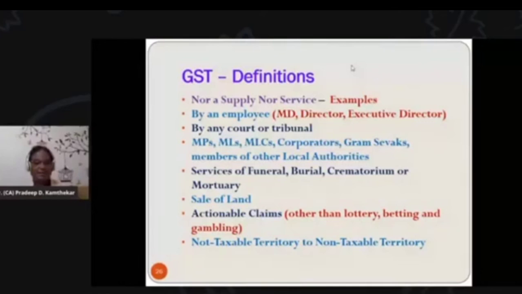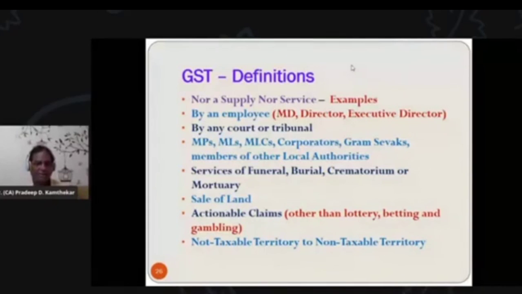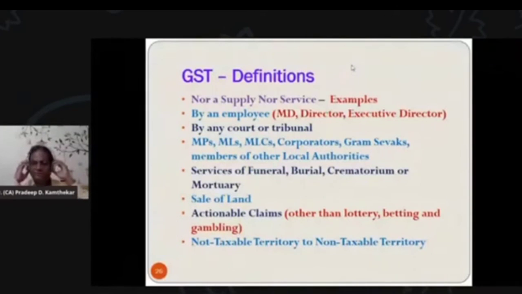And non-taxable territory. For example, till the removal of 370, Jammu and Kashmir was out of the GST. So let us take an example. The buyer is from Jammu and Kashmir and the seller also is from Jammu and Kashmir. Since buyer and seller both are from non-taxable territory, GST is not applicable. But now, from next year onward, GST will be applicable even to Jammu and Kashmir.